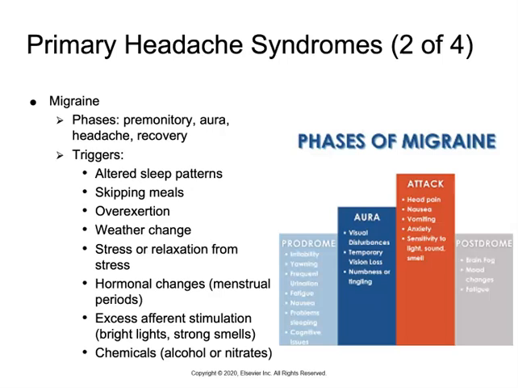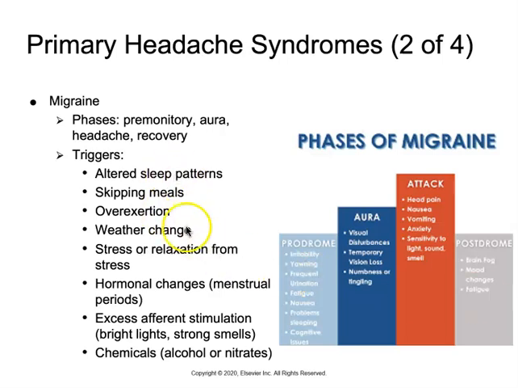We have our premonitory phase, where early symptoms like fatigue or irritability will appear. The aura phase, which is going to include visual disturbances. The headache phase with intense throbbing pain. And the recovery phase, where the symptoms are gradually going to start to subside.